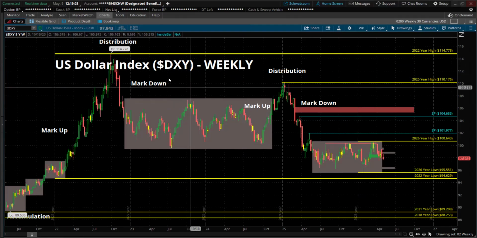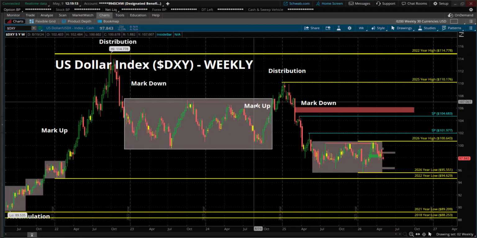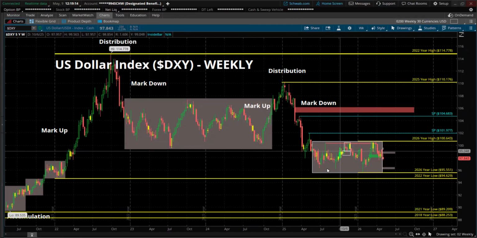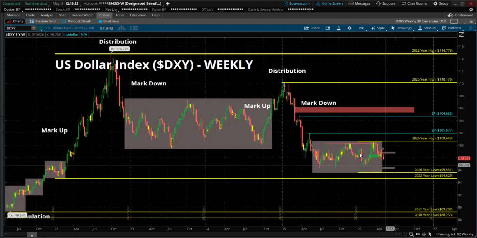5-year chart, each candle's a week. Look at the bottom left. That was the low, past 5 years. The top, the high, the past 5 years. The dollar has been declining since the middle of last year to now. It's in this huge consolidation. In this consolidation, the current trend is down. What is your bias? Are you bullish or bearish?